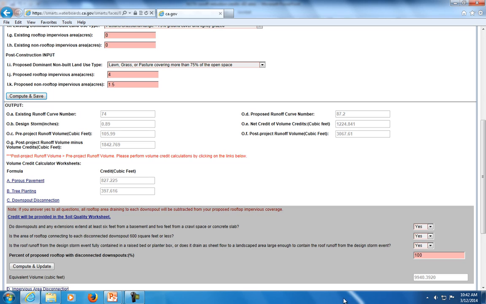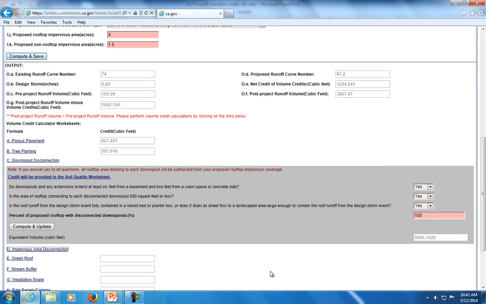it gives you an equivalent volume in cubic feet. So that's actually quite a bit. But again, it says the credit will be provided in the soil quality worksheet. So we're looking pretty good here. Okay, so we'll work down through these other credits. Let's ratchet that back a little bit and say we've got 25% of rooftop disconnected. So I'll hit that.